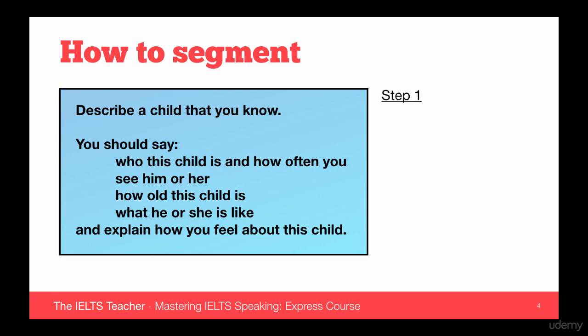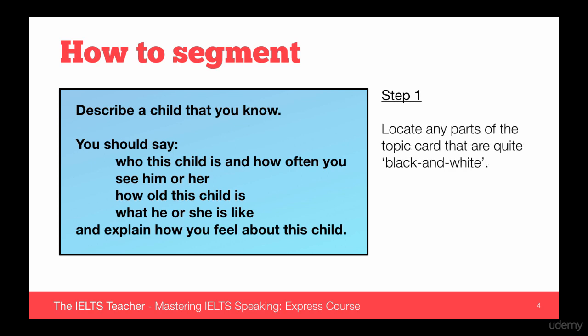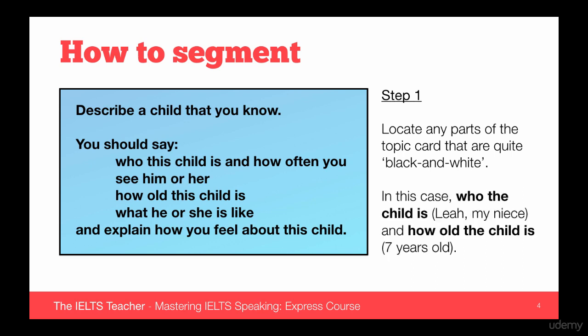Step 1 is a case of finding the simple parts of the topic card, locating any parts that I've called black and white, so information that we can provide without needing to give much extra information. In this case, the information on the card is who the child is and how old the child is. Really simple information. Who the child is, it's Leah, it's my niece. How old the child is, 7 years old. Quite black and white information. No need to support this here.